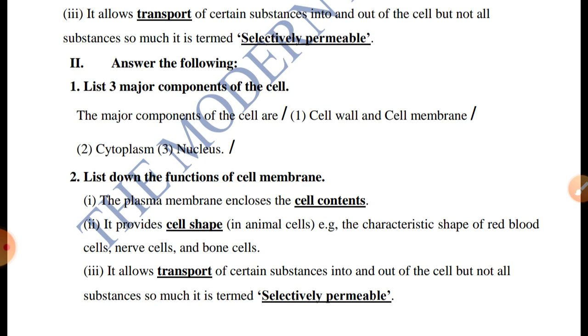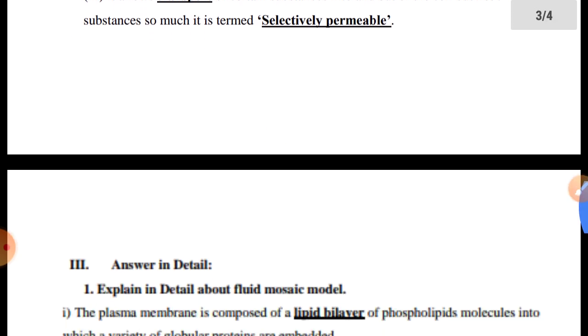Major components of the cell: cell wall and cell membrane, cytoplasm, nucleus. List down the functions of cell membrane. Plasma membrane encloses the cell content. It provides shape to the cell. Example, RBC, nerve cell and bone cell. It allows transport of certain substances into and out of the cell, but not all substances. So much so it is termed as selectively permeable. Which cell organelle is called as selectively permeable cell membrane?